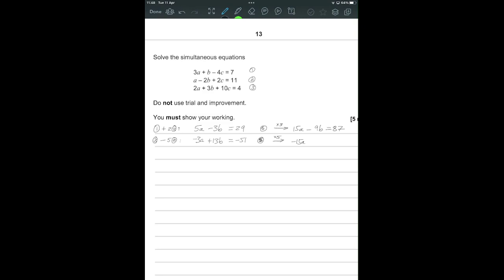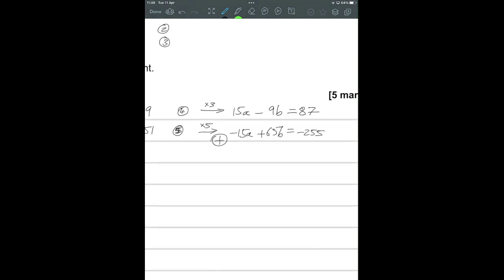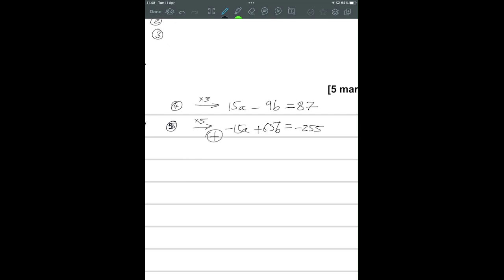13 times 5 is 1, 2... No, let's just do that in the calculator. It's just 65. Plus 65 there equals negative 255 from 51 times 5. I've lost the b on that term. And now adding these two equations, because the a's have the same number but opposite sign, we've got 65 add a negative 9, so that's 56b and 87.